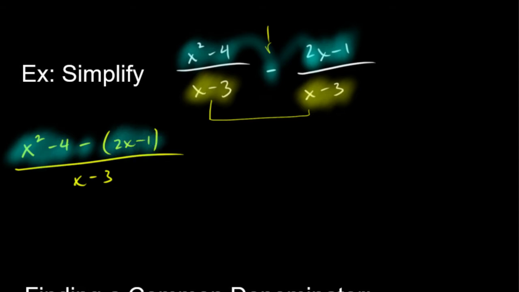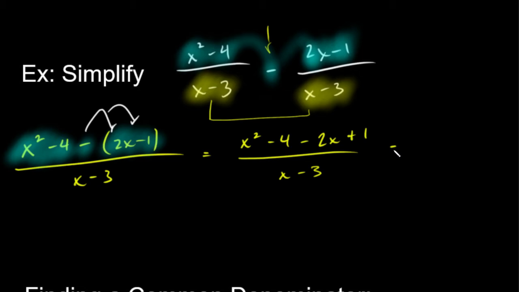I've written this here, and then minus, and then this here. But the important thing is the parentheses, because the negative needs to be distributed. And so you will end up with x squared minus 4 minus 2x plus 1. So the distribute makes it negative 2x, and positive 1, over x minus 3. And now you just combine like terms on the numerator.